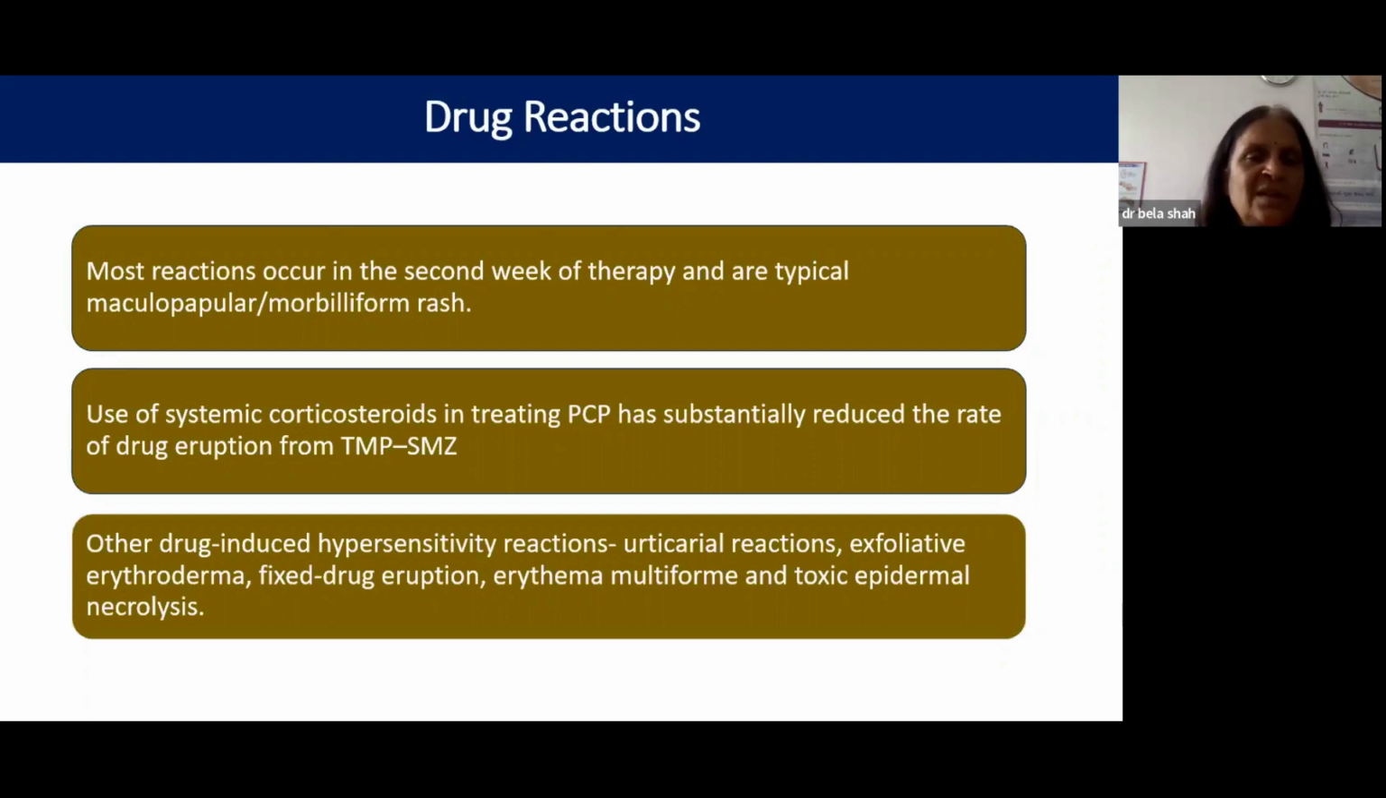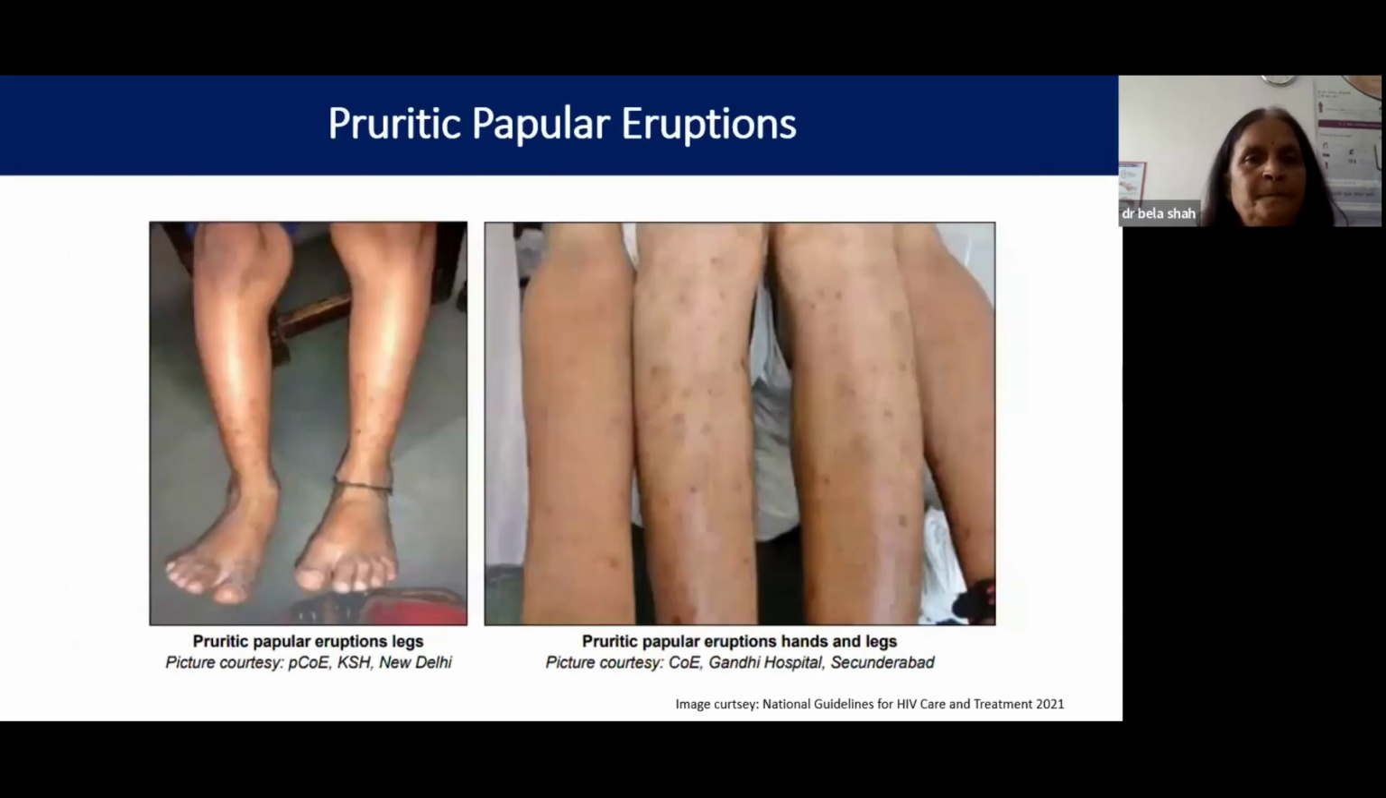Because drug reactions are many, they occur in a variety of forms. As I mentioned previously, even toxic epidermal necrolysis and even DRESS, which is also known as DIHS. So there are a number of drug reactions which we have to keep in mind. These patients can develop, including even erythroderma. These are the two photographs which show patients who have developed pruritic papular eruptions on legs.